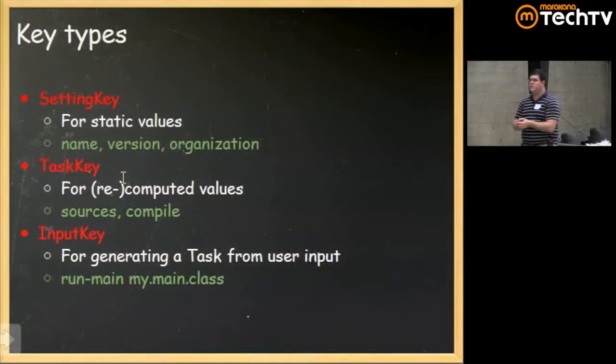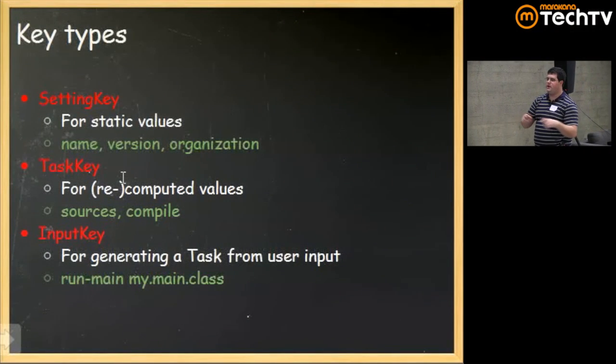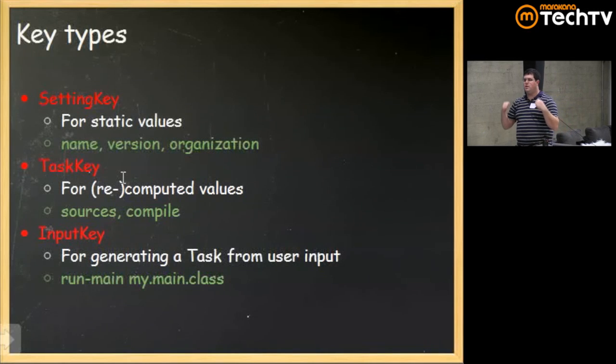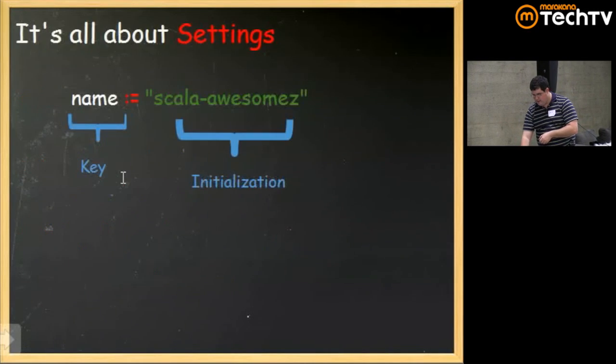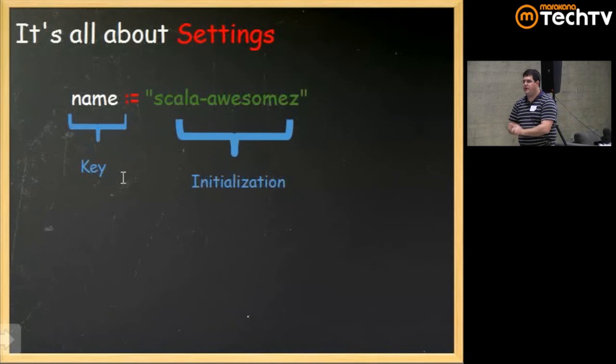So when I define keys, I don't think I showed this. Setting keys, task keys, input keys. Keys are defined with a type, and that type is the value that's returned when I evaluate that setting, right? So the name key has a type of string. It expects a string on the right-hand side that it's going to compute.